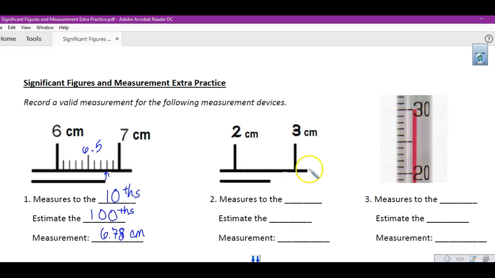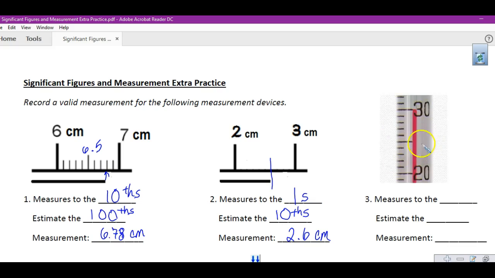Now on this ruler, this is a much less precise ruler. The only increment you see on here is going up by 1s. So this measures to the 1s. So we have to estimate the next smaller place. So that would be the tenths. So that means that this measurement must have 1 digit in the tenths place. This looks like a little bit more than a half to me. So I would put that as 2.6 centimeters. You wouldn't want to go any farther than that because then you're overestimating beyond the capabilities of your device.